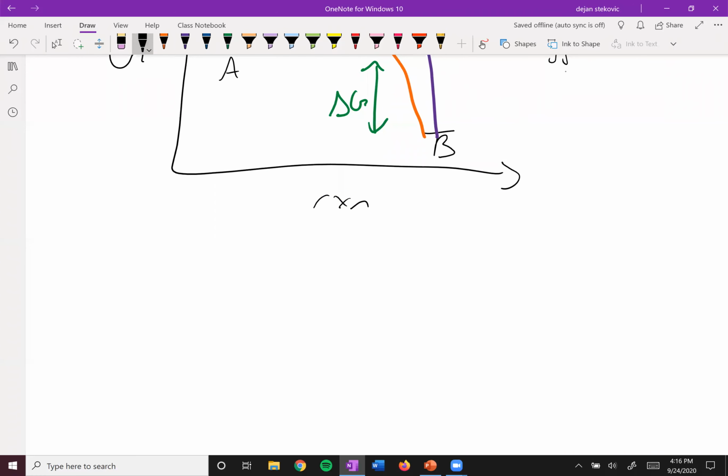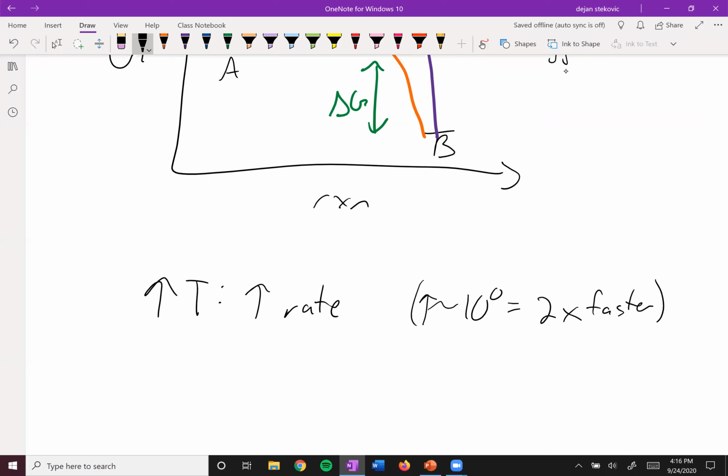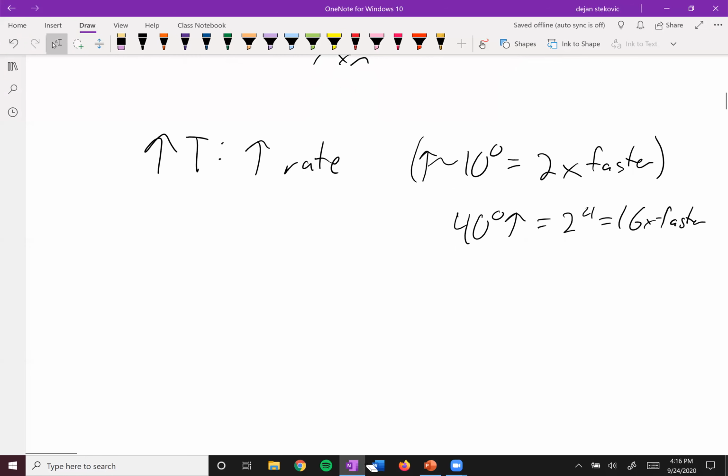Just some things to keep in mind: when we increase the temperature, we increase the rate of the reaction. And there's that good old rule of thumb that approximately for every 10 degrees Celsius increase, you get 2 times as fast of a reaction. And this is exponential. So for example, a 40-degree increase would result in 2 to the 4 times faster, which is 16 times faster, which is quite a bit. This is just a general rule of thumb and not always true.